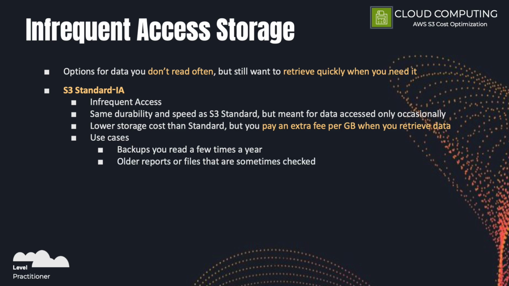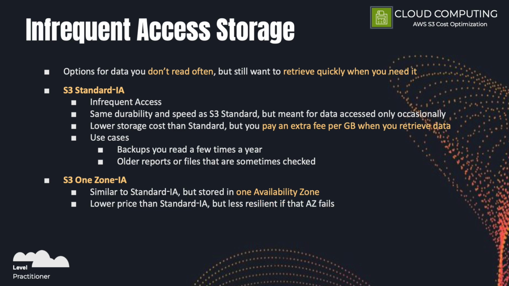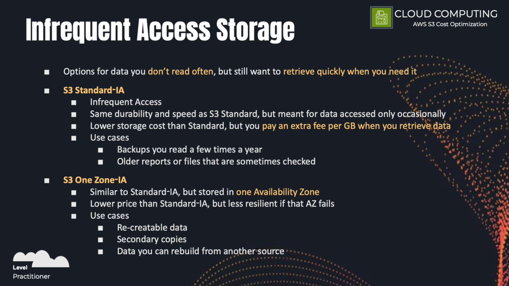So common use cases include backups you read a few times a year, and older reports or files that are sometimes checked. The next option is S3 One Zone-IA. It's similar to Standard-IA, but stored in only one availability zone. It's lower priced than Standard-IA, but it's less resilient if that availability zone fails. So it's best for recreatable data, secondary copies, or data that you can rebuild from another source.